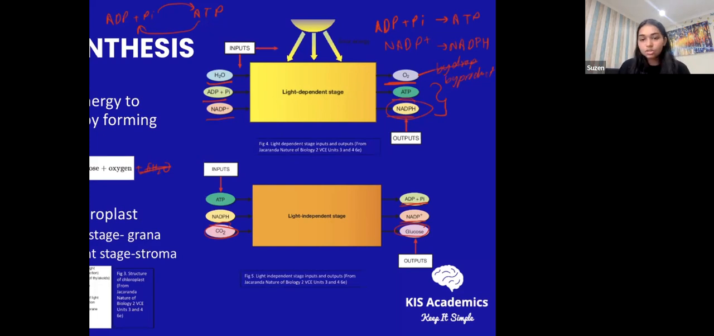So yeah, that's all pretty much photosynthesis is. And photosynthesis is part of Unit 3 area of study 2, and you are expected to know all the inputs and outputs of all the stages and where they occur as well.